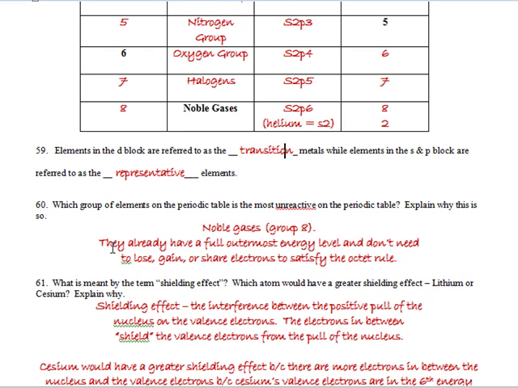All right, 60. Which group of elements on the periodic table are the most unreactive? The noble gases, group 8 guys. And they are like that because they already have a full outermost energy level. They don't need to lose, gain, or share electrons to get that octet. They already have it, so they're not interested in losing, gaining, or sharing electrons.